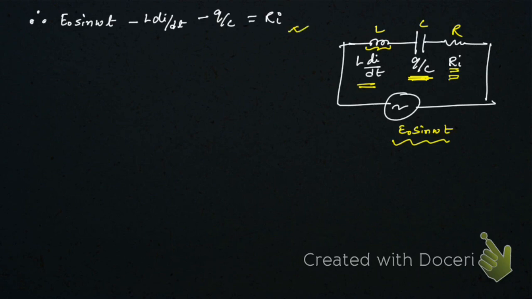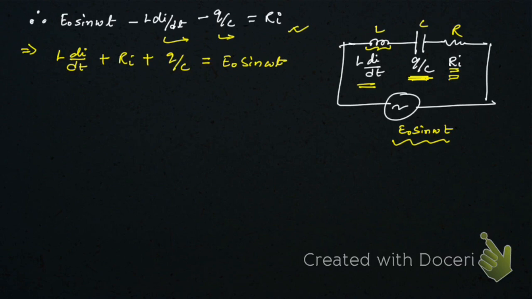Now let me rearrange this equation in this form. Let me transfer these two terms to the other side. Then you will get L di by dt plus Ri plus Q by C is equal to E naught sine omega t.